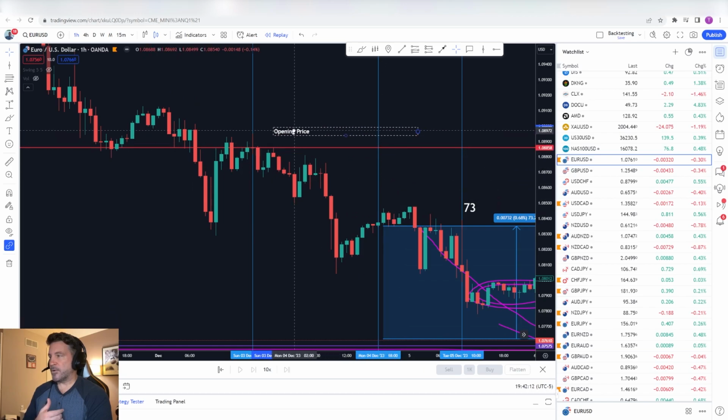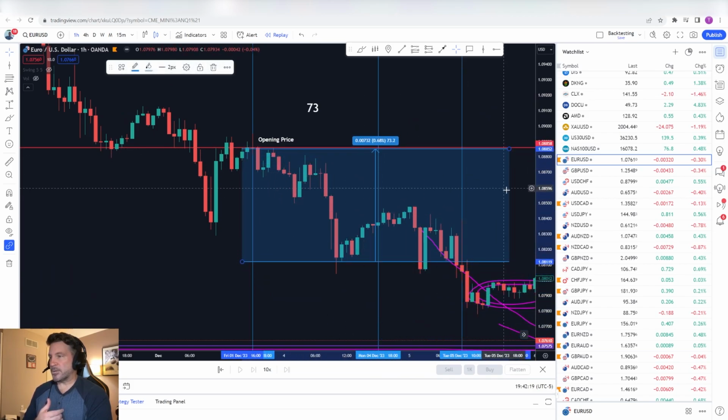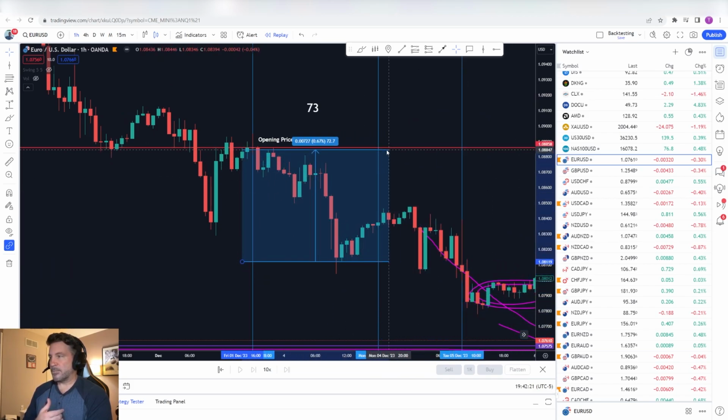I'm going to move the opening price here. We're going to move our 73 here. All right. And then we're going to move the range. And we're going to measure this. We're going to measure this range right here.